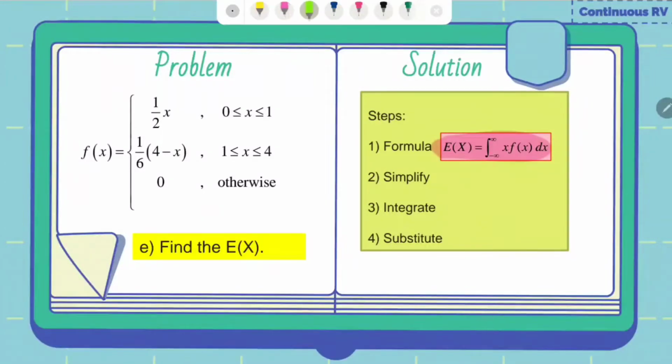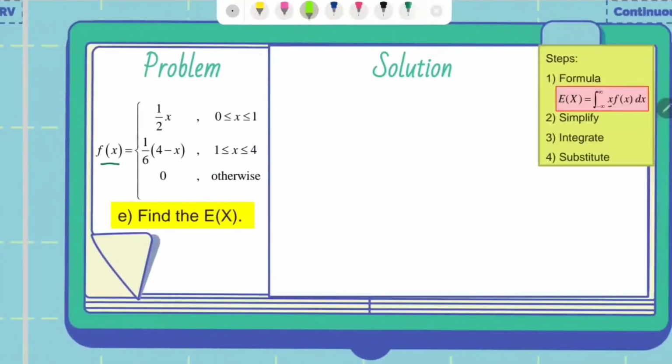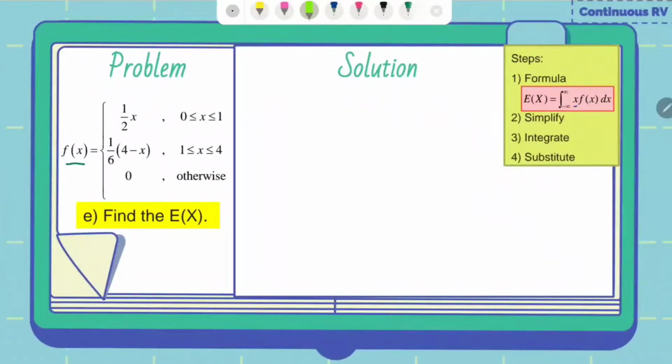Second step is to simplify. Next, you integrate. Lastly, just substitute. Let's go ahead and look at the example. To apply this formula, first write down the E of x. And then, the formula says that you have to integrate from negative infinity to infinity, which simply means that we have to integrate all of the intervals given in the question.